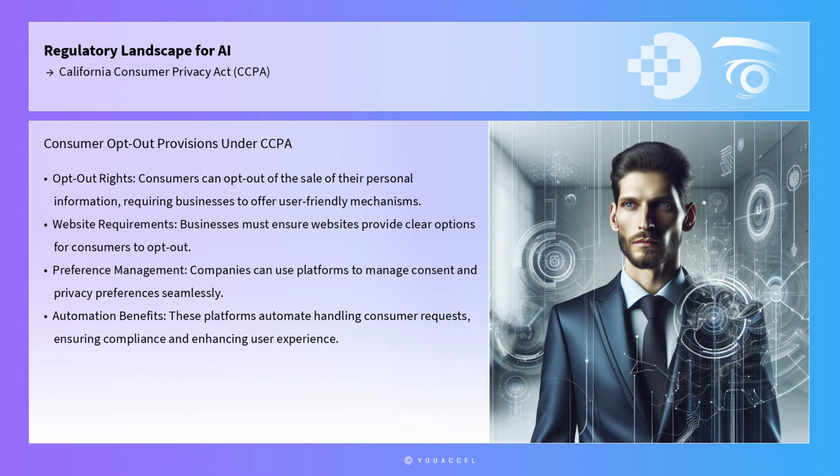Another significant aspect of the CCPA is its provision for consumers to opt out of the sale of their personal information. This necessitates the implementation of user-friendly mechanisms that allow consumers to exercise their rights easily. Businesses must ensure that their websites and applications provide clear and accessible options for consumers to opt out. For instance, companies can employ preference management platforms that allow users to manage their consent and privacy preferences seamlessly. These platforms can automate the process of handling consumer requests, ensuring compliance, and enhancing user experience.